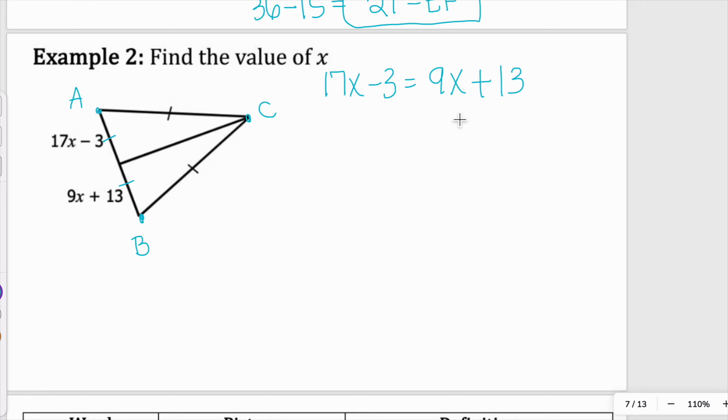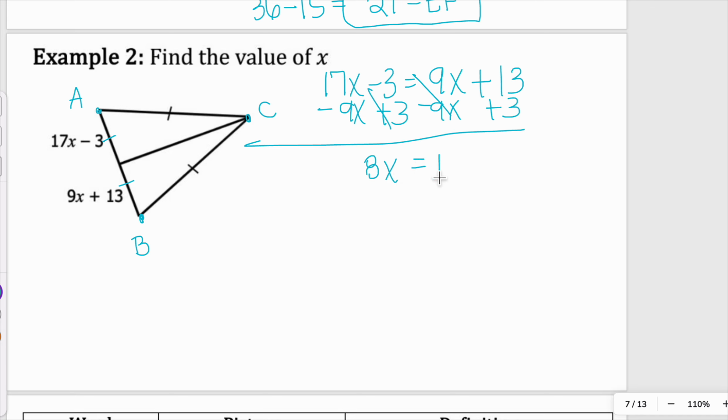So let's go ahead and solve. I'm going to start by moving 9x to both sides, subtracting, and adding 3 to both sides. So I'm going to get 8x is equal to 16. And then when I divide both sides by 8, this is where I get my x equaling 2.